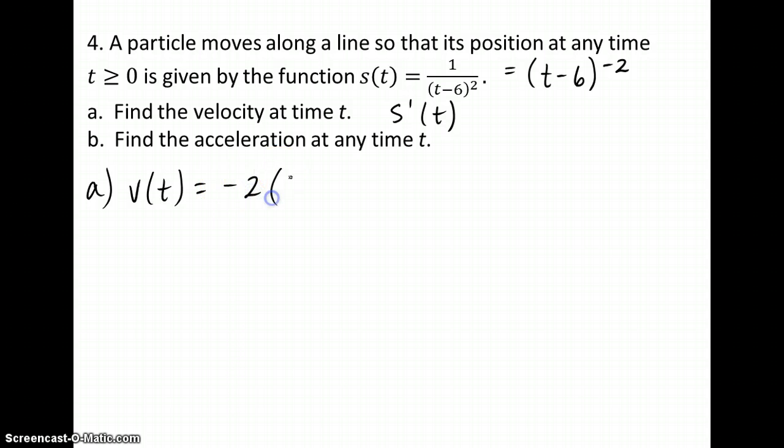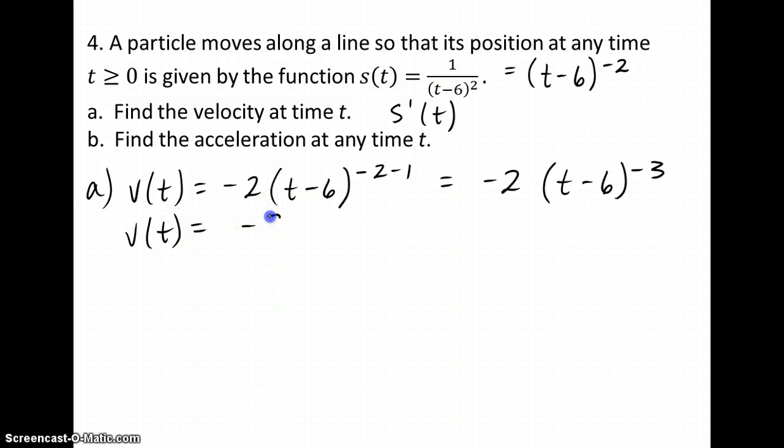So using the power rule, bring the exponent down, subtract 1 from the original, negative 2 times t minus 6 to the negative third power. So my velocity function, using positive exponents, negative 2 times t minus 6 to the positive third power. Now the acceleration is the derivative of the velocity function. So I'm going to use the power rule.